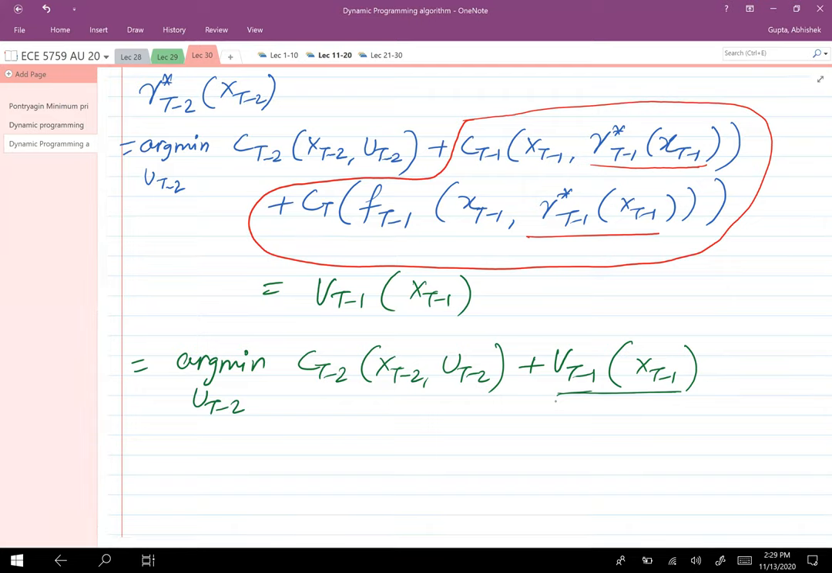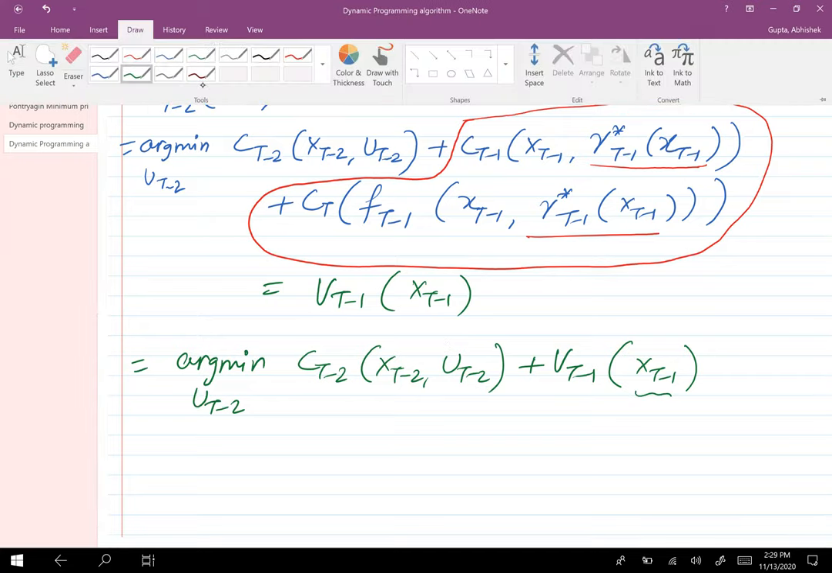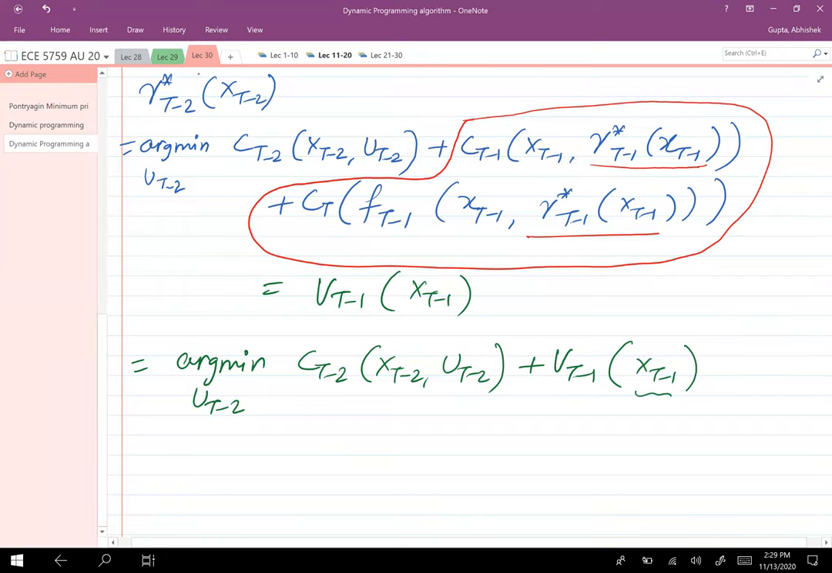But now there is still a problem. The problem is I recognize that this term is actually equal to the value, but the value depends on x_{t-1}. And then I remember that, oh, actually I can use the state transition function to write x_{t-1} as a function of x_{t-2} and u_{t-2}.